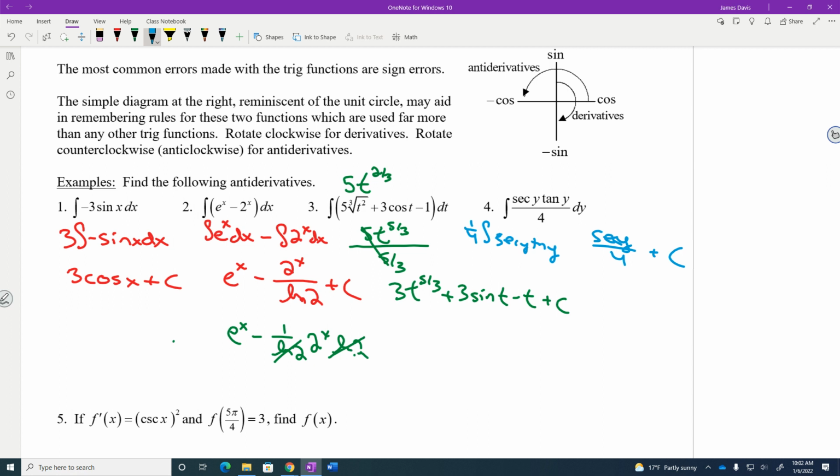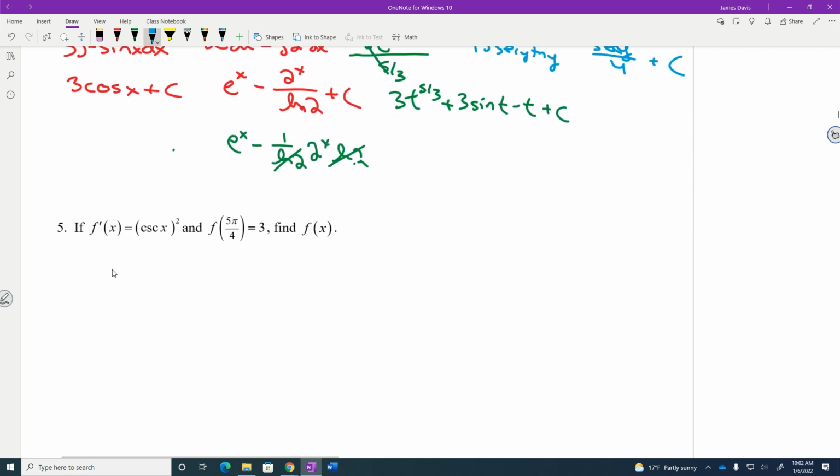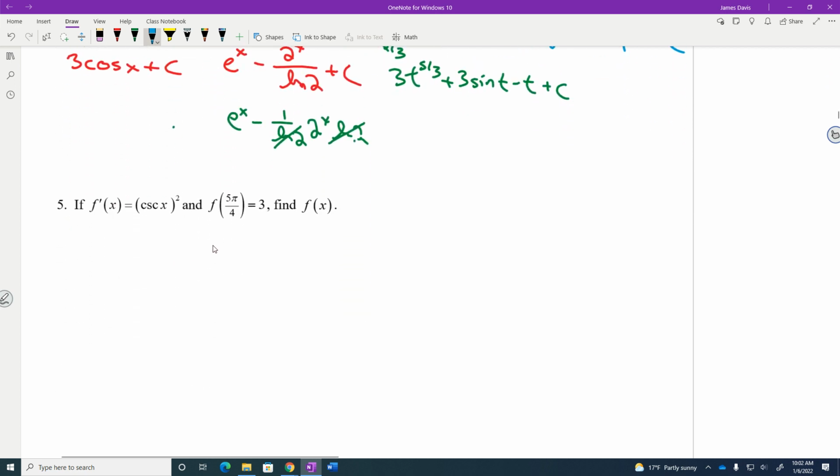So it's important that you know the derivatives so that you can then think backwards. All right, and then we've got just one with an initial condition here. Just a little good review of some trig values in the unit circle.